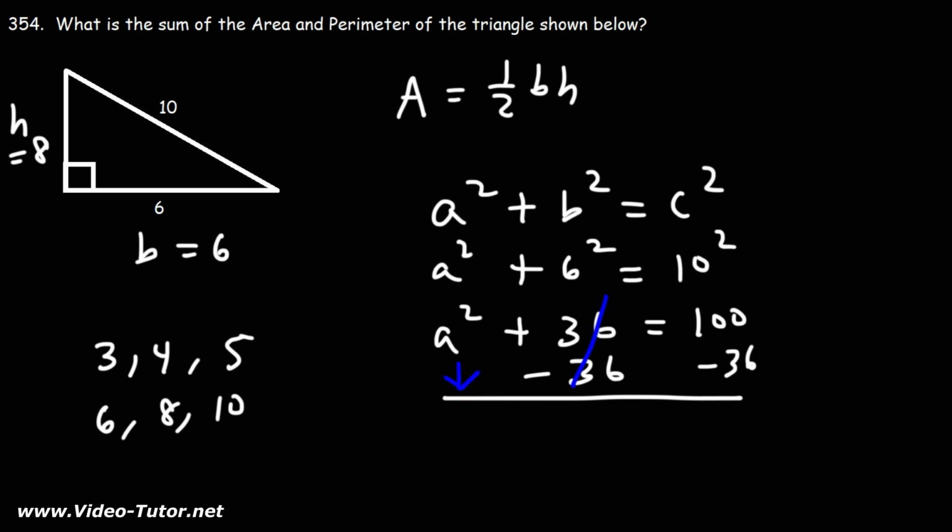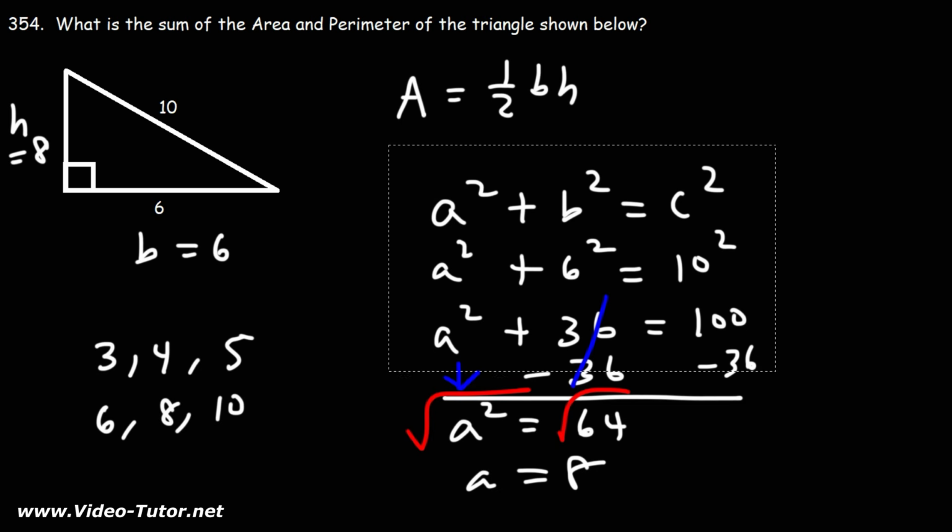These will cancel. We could bring that down. 100 minus 36 is 64. The square root of 64 is 8. So we can see why this is the 6, 8, 10 triangle. So the height of the triangle is 8.